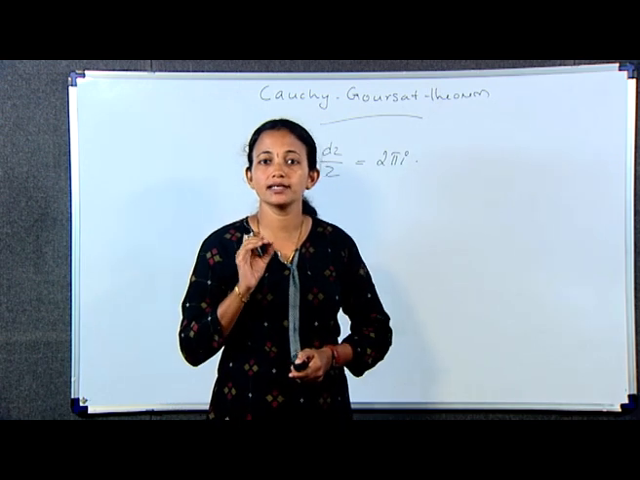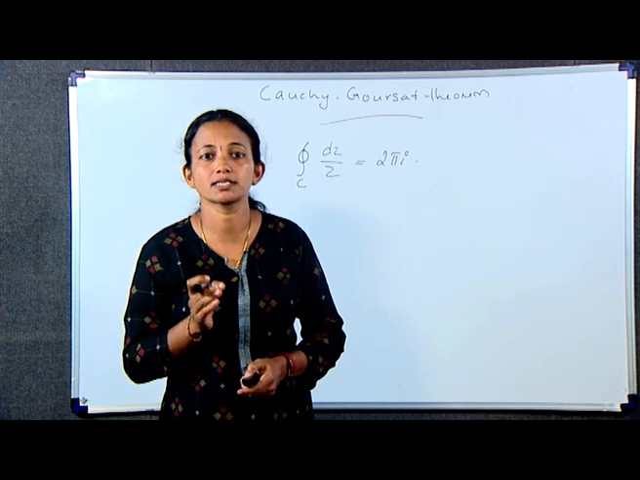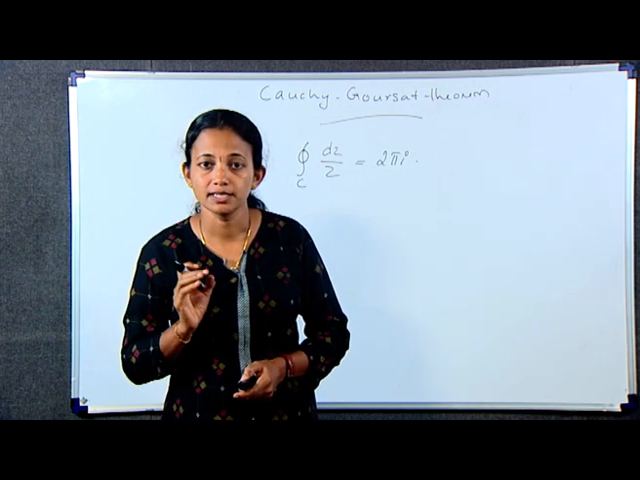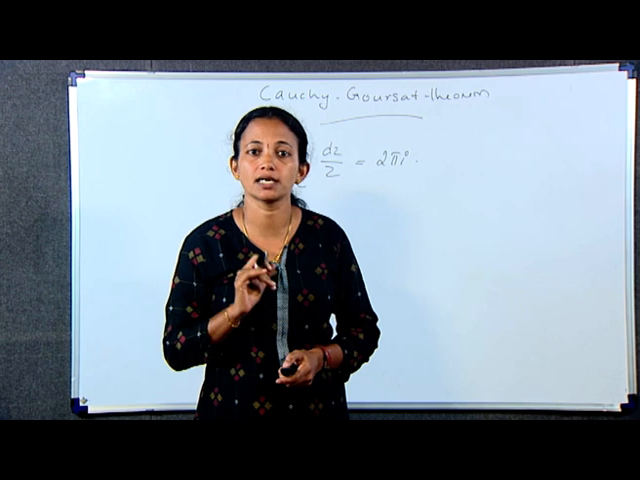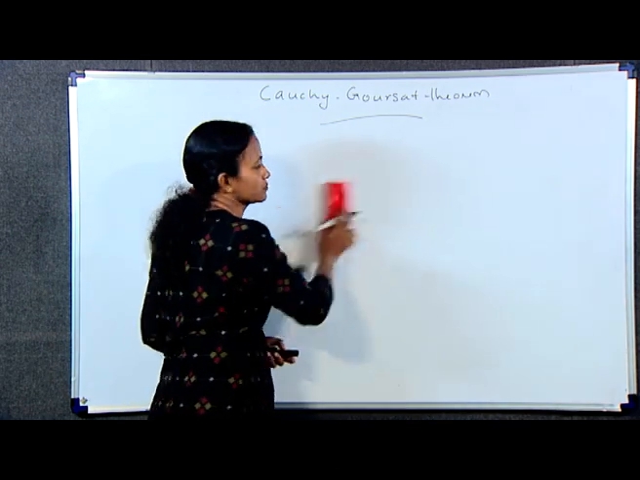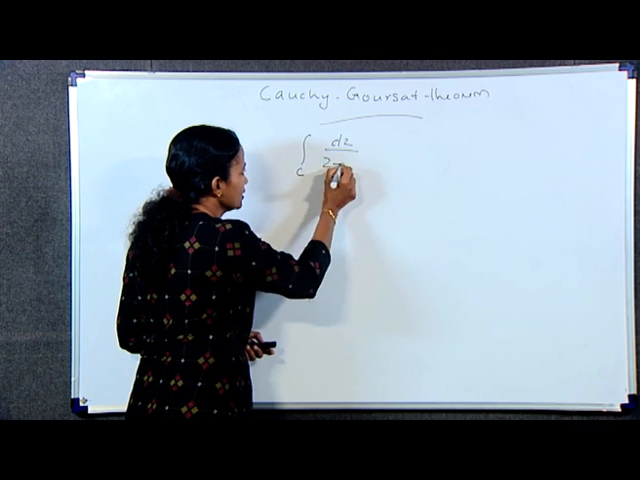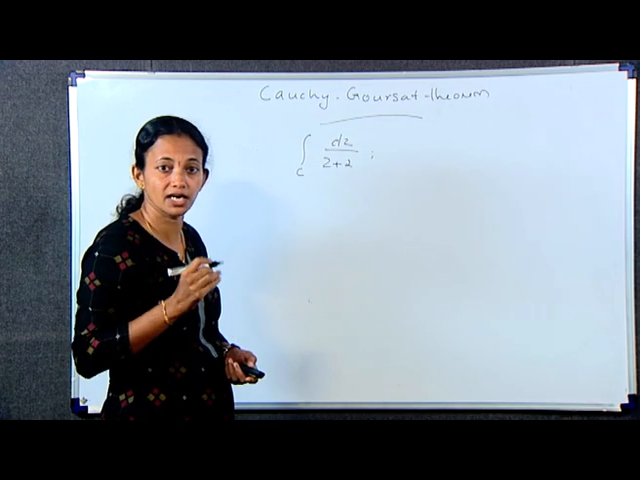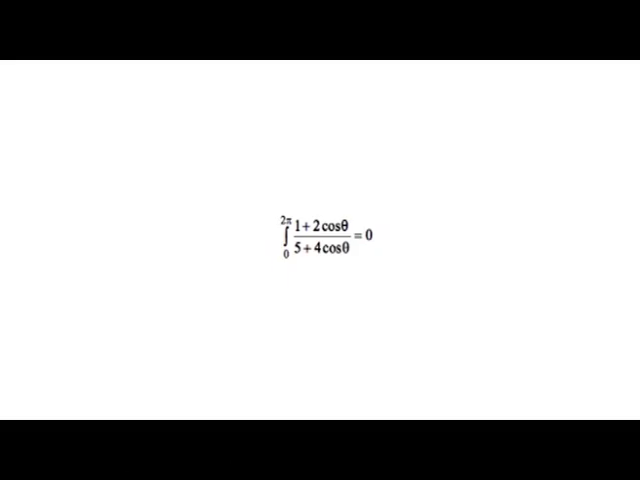Next example is that using the integral over c of dz by z plus 2, where c is the unit circle mod z is equal to 1, we have to show that the integral from 0 to 2 pi of (1 plus 2 cos theta) by (5 plus 4 cos theta) d theta is equal to 0. This we have to show.